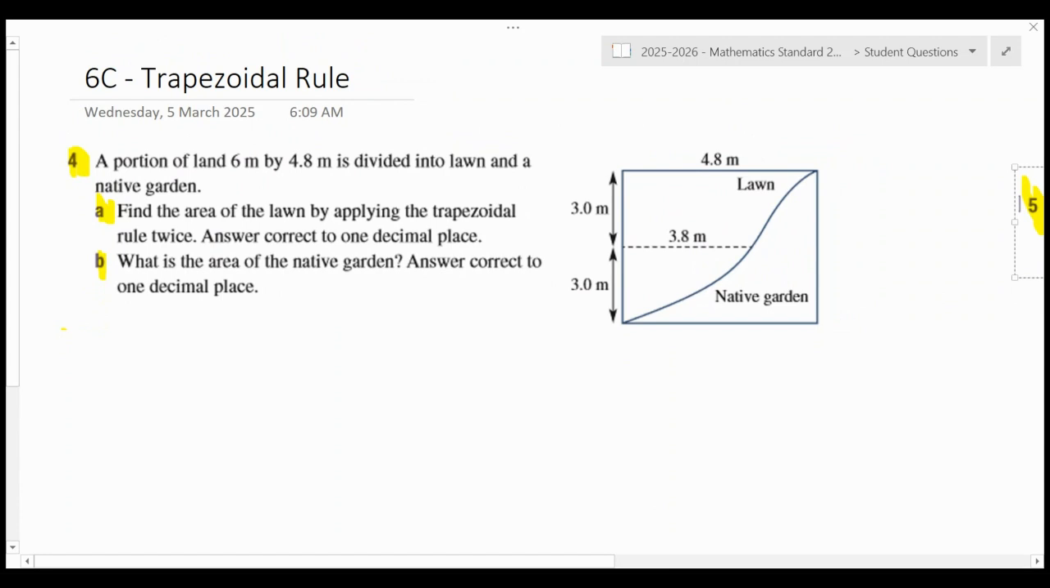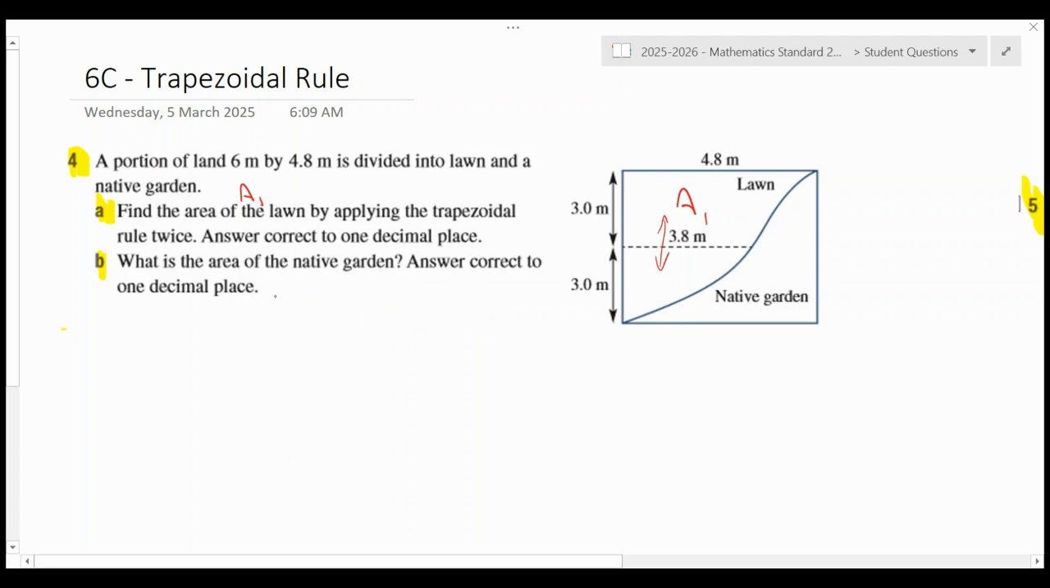First thing I'm going to do, it's not essential, but I'm going to call the area of the lawn area 1. So to find area 1, I'm going to have h over 2 (df plus dl). That's my trapezoidal rule. But it says to do it twice, so I've got that one and I've got this one as well. I'm obviously going to have to do this trapezoidal rule twice.